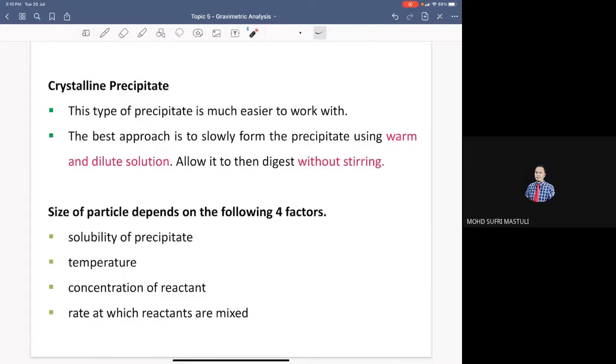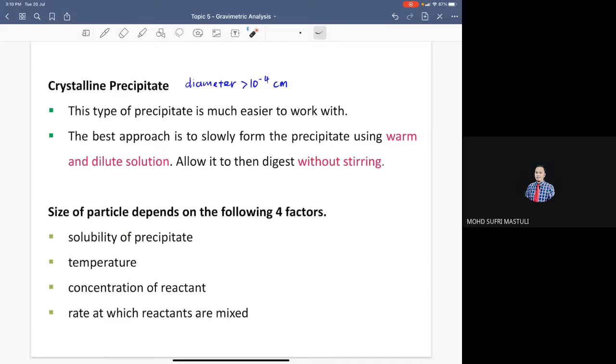Crystalline precipitate. Crystalline precipitate has a diameter of 10 to the power minus 4 centimeter. This type of precipitate is much easier to work with. The best approach is to slowly form the precipitate using warm and dilute solution. Allow it to digest without stirring. So crystalline precipitate is easier to precipitate out.